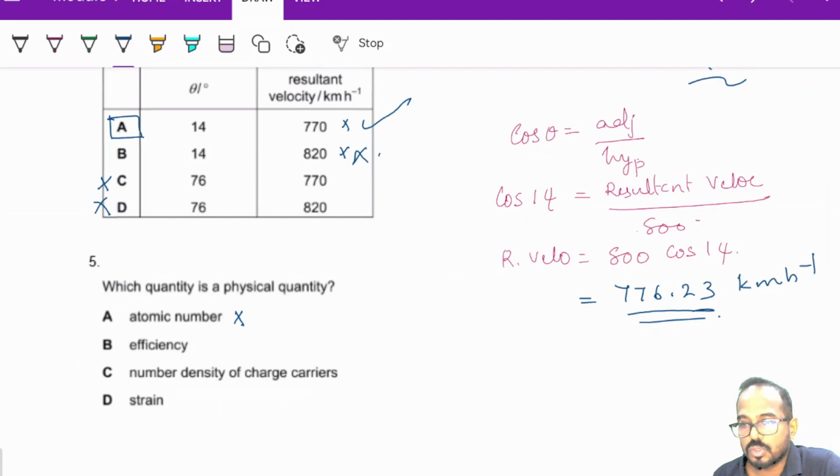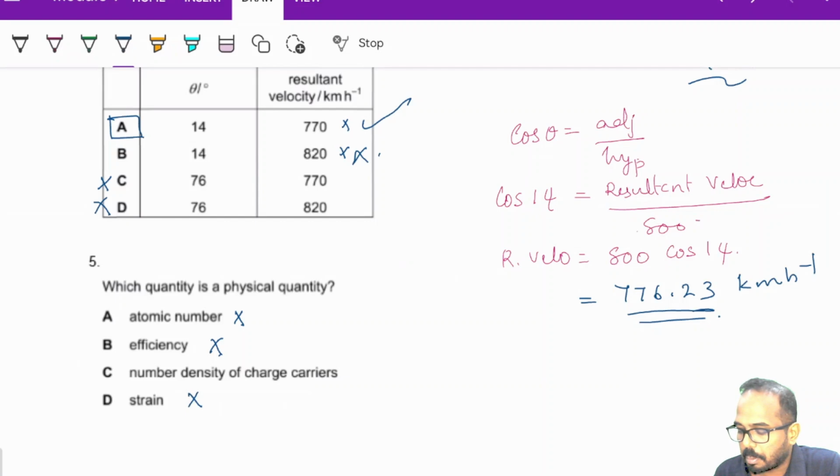So this one is not possible. Efficiency. Efficiency is what? There is electrical efficiency, mechanical efficiency, a lot of efficiency. Efficiency is always a ratio. Useful work upon total work, if you take the mechanical efficiency. So it is a ratio. Ratios don't have any unit, right? So this option is also not possible. Number density of charge carriers, we will keep that. We will check the last one, strain. Strain is also a ratio. The change in dimension upon original dimension, or change in length upon original length, it is also a ratio. So you can't take this one.